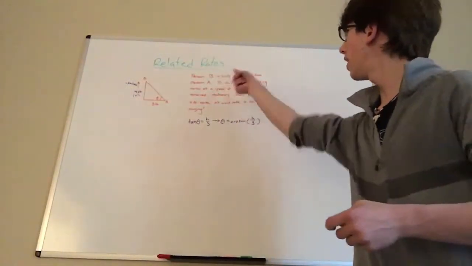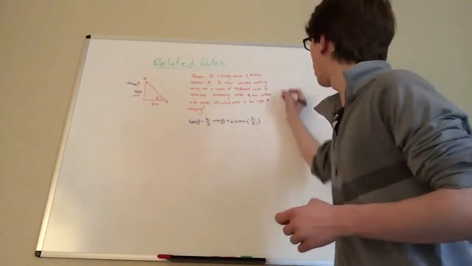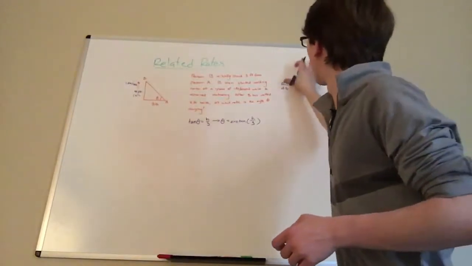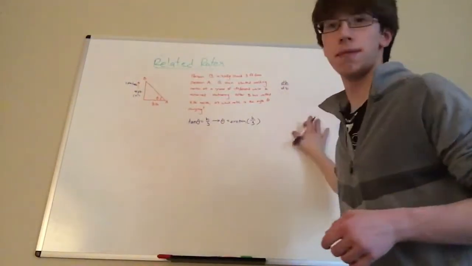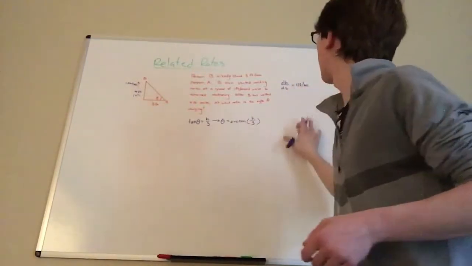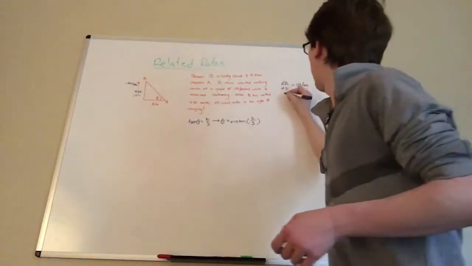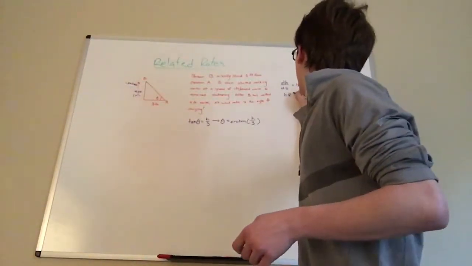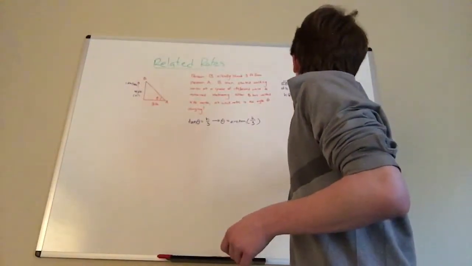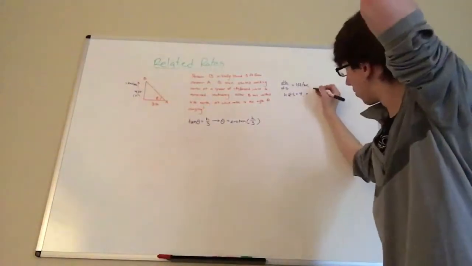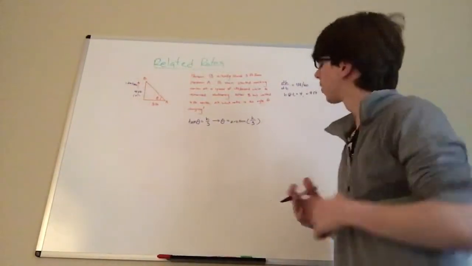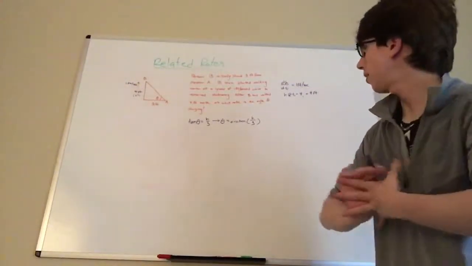Now, the speed of 1 foot per second is also known as dh over dt, or the change in height over time, which is 1 foot per second. And h at t equals 4 is equal to 4 feet.